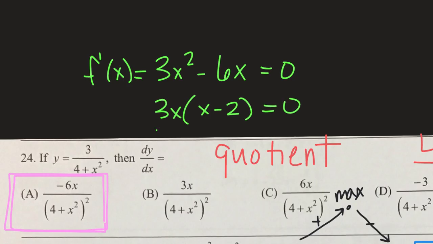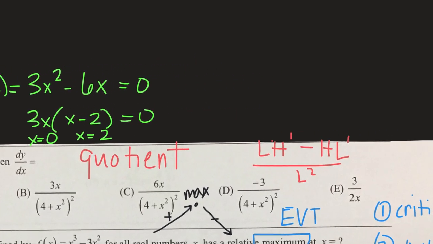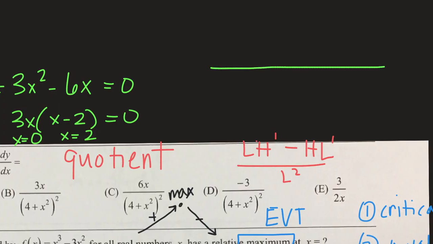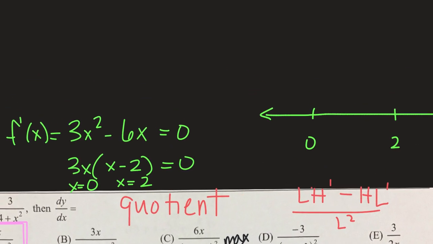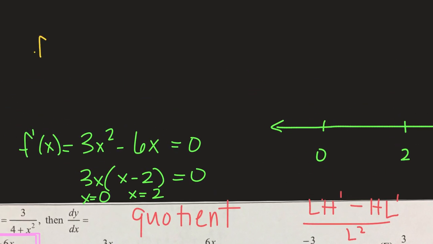So I have zeros at 0, and I have a 0 at 2, right? So those are my critical points. I'm going to put them on a number line and do a little sign analysis. 0 and 2, those are my critical values. Okay? So what is the sign of any number less than 0? So let's pick a number. Pick any number less than 0. Negative 1.